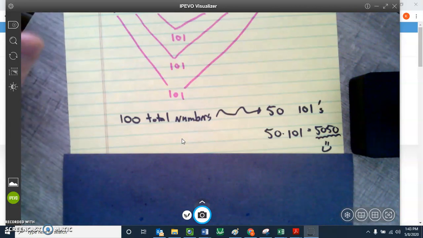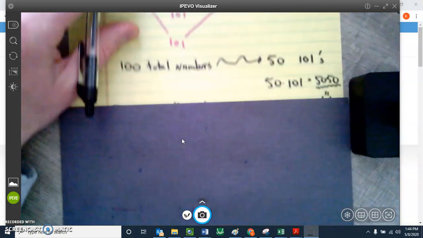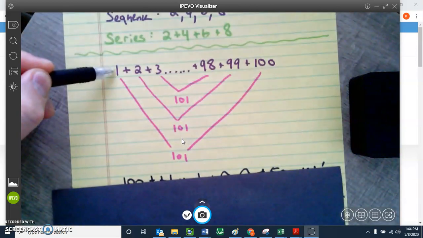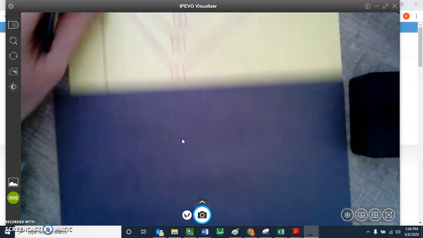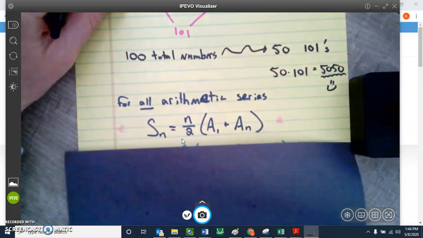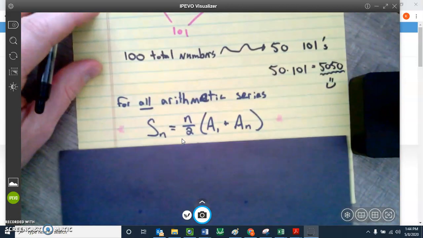When adding these arithmetic sequences together, all you need to know is: what is the first one, what is the last one, and how many are there? If you know that, you can find their sum. And that's what this formula is right here.